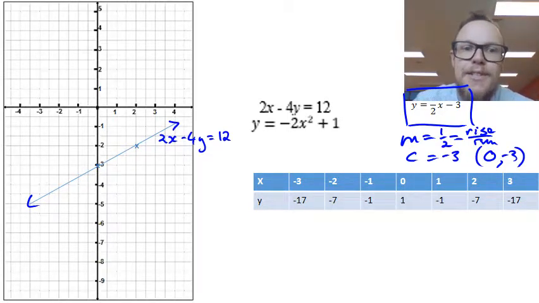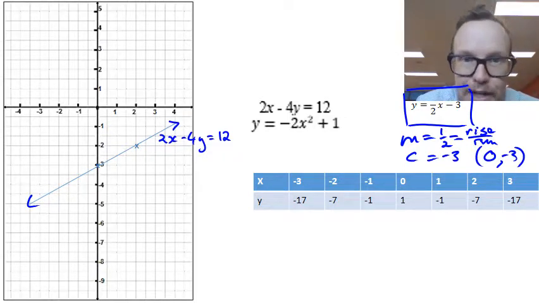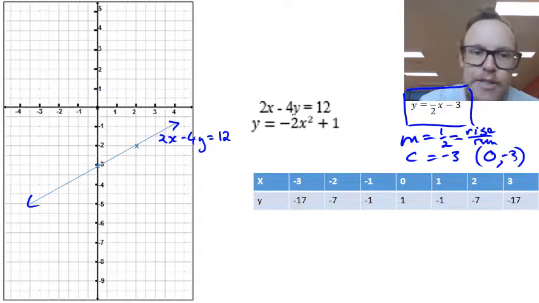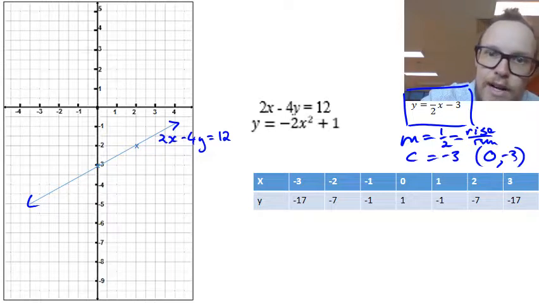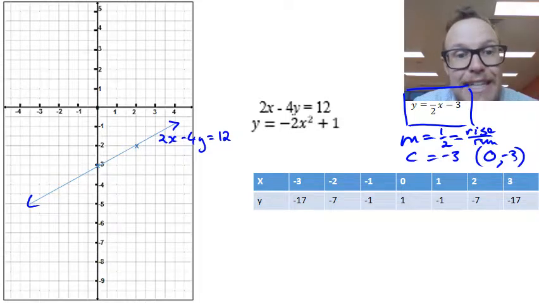Okay, so I can see that that point lies on the line, and I could use that point just as easily as I've used the point 2, negative 2 that I've plotted there as well. So that's how we can find the graph for our first linear relation there.